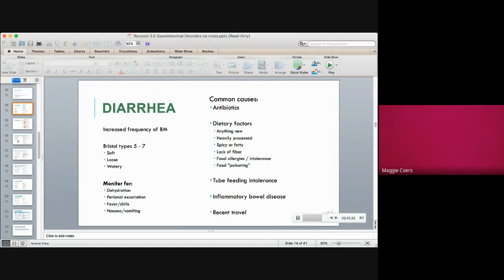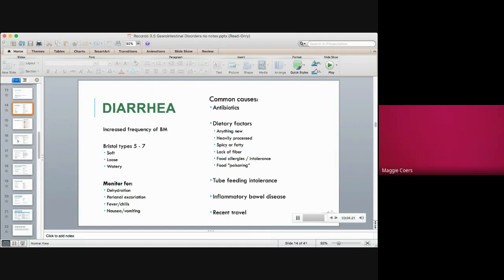Tube feeding intolerance. Lots of people in the hospital or nursing homes may have tube feedings, so it's important that we get a dietary consult or the doctor on board. If the patient is having diarrhea from the tube feeding, we need to add some water to it to kind of cut that tube feeding a little bit.